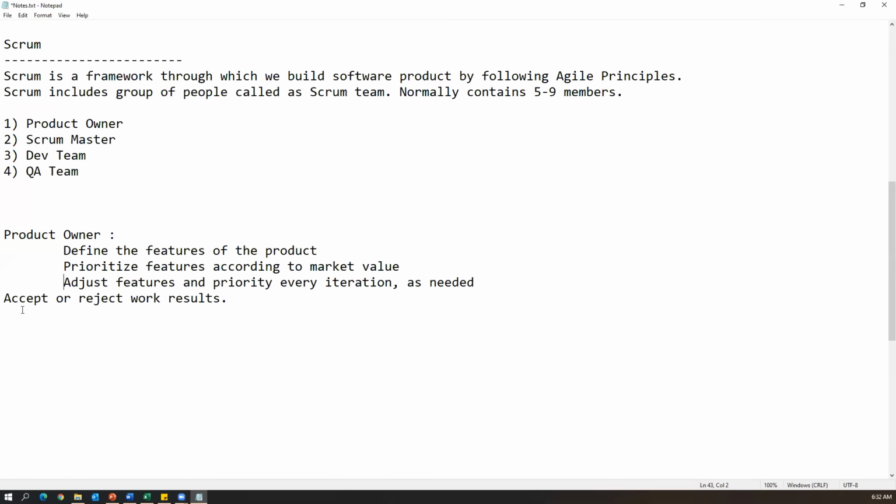And finally, he may accept or reject the work result. Suppose he has sent some of the stories or some of the features to the developers and testers.